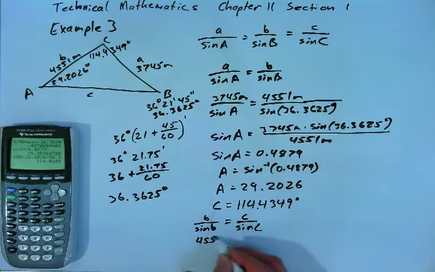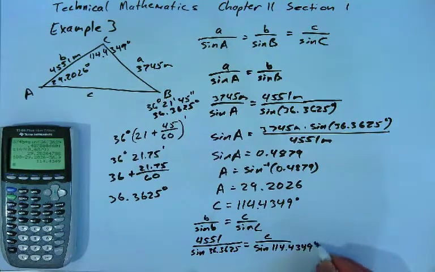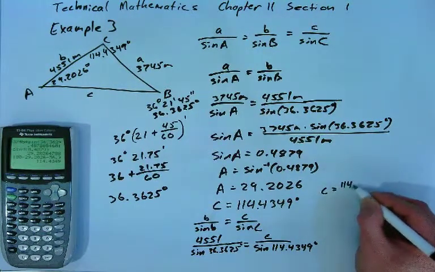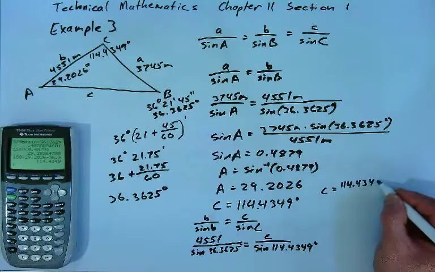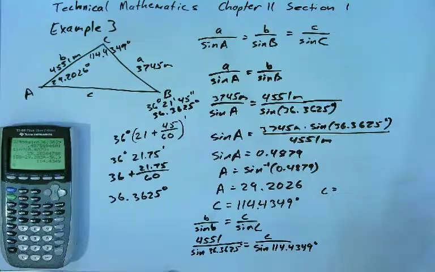Plug in the information that we know. Side B is 4551. Angle B is 36.3625. This will be equal to side C, which is what we're looking for, divided by the sine of angle C, which is 114.4349 degrees. So we're looking for C. We'll multiply both sides by the sine of 114.4349, and we will get that C is equal to the sine of that angle.